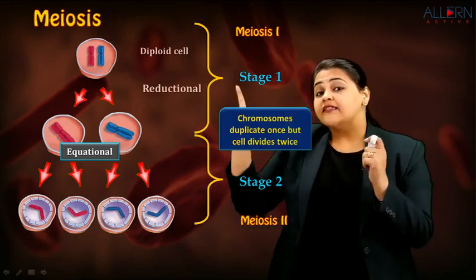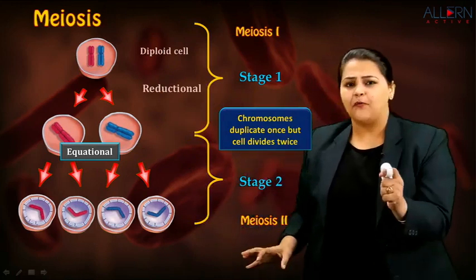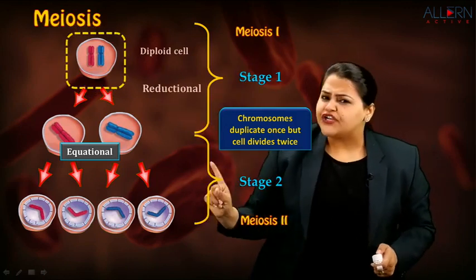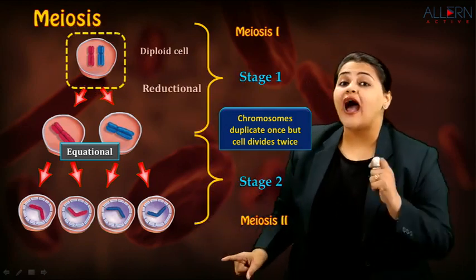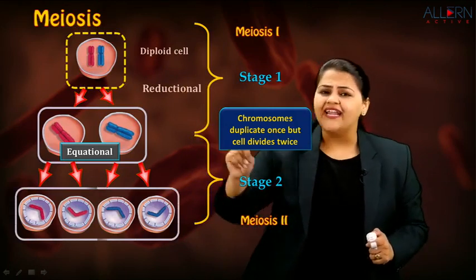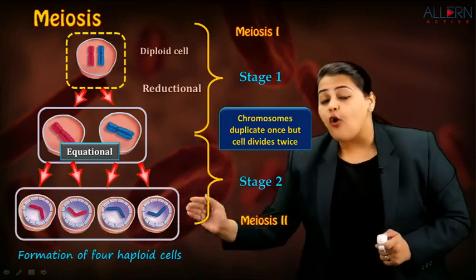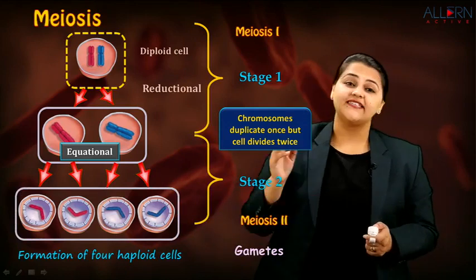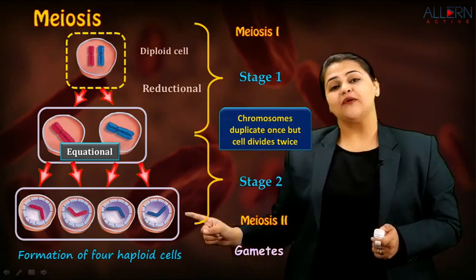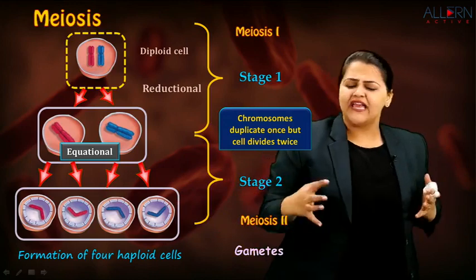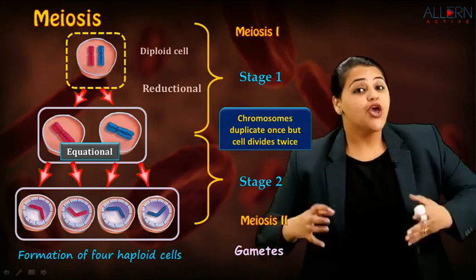So we have these chromosomes in meiosis which will duplicate once, but the cell will divide twice. Instead of producing 2 daughter cells, we will have 4 haploid daughter cells. A diploid parent cell will undergo reductional division and equational division to form 4 haploid cells. And then these 4 haploid cells will be called the gametes. This means that meiosis is performed by the egg cell and the sperm cell, together called the germ cells, which are now going to be the gametes of our body.